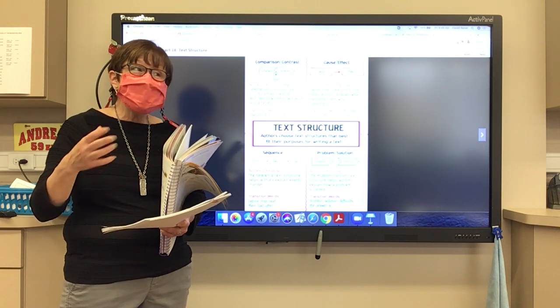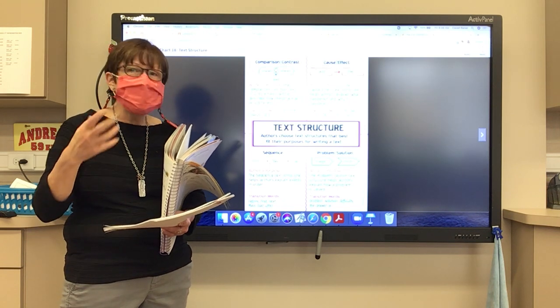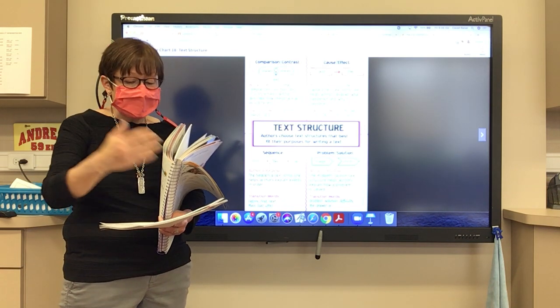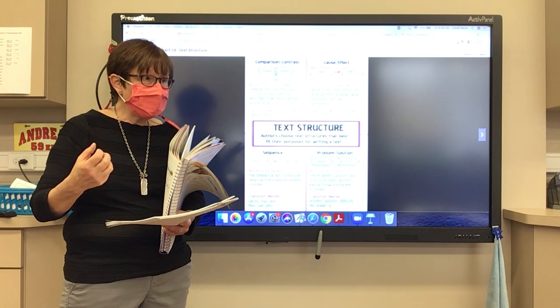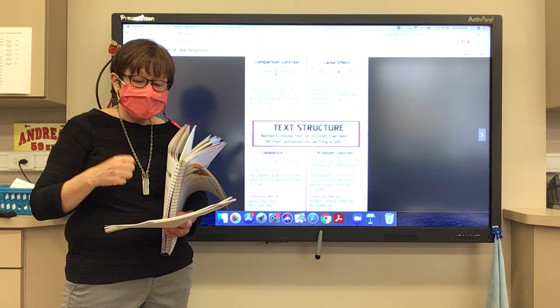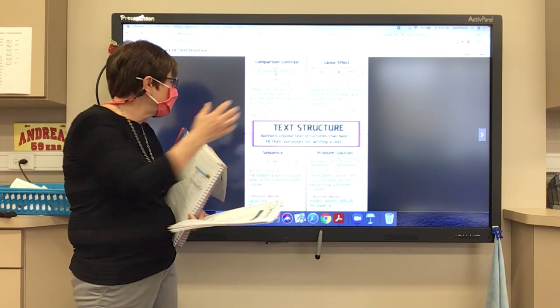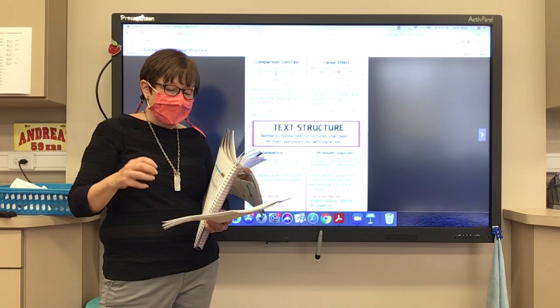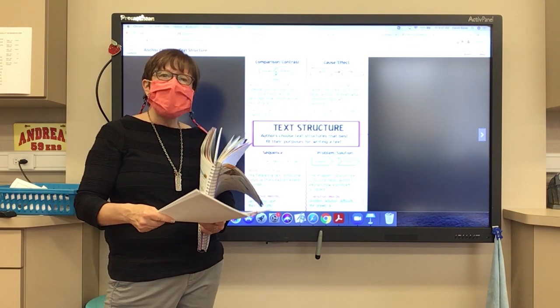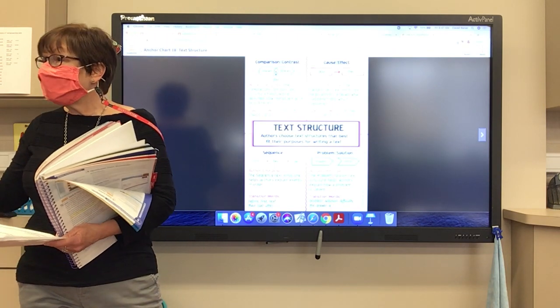So today we're going to be looking at text structure in our story, and we want to be able to figure out what kind of text structure it is. Is it going to be a sequence one? Is it going to be cause and effect, which explains why events occurred and the effects of those events? Or is it going to be problem and solution, which describes a problem and how it was resolved? We're going to be looking in our story to figure that out.